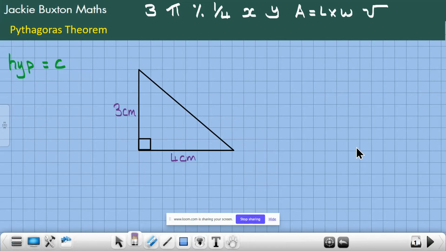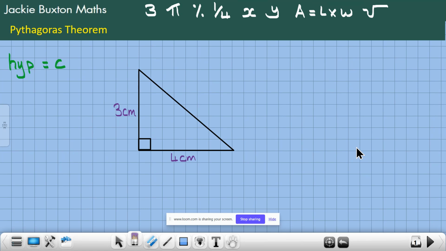In this video, we are going to look at how to find the missing length of a right-angled triangle using Pythagoras' theorem. This can only be used for right-angled triangles, and we must have the length of two of the sides so that we can find the third side.